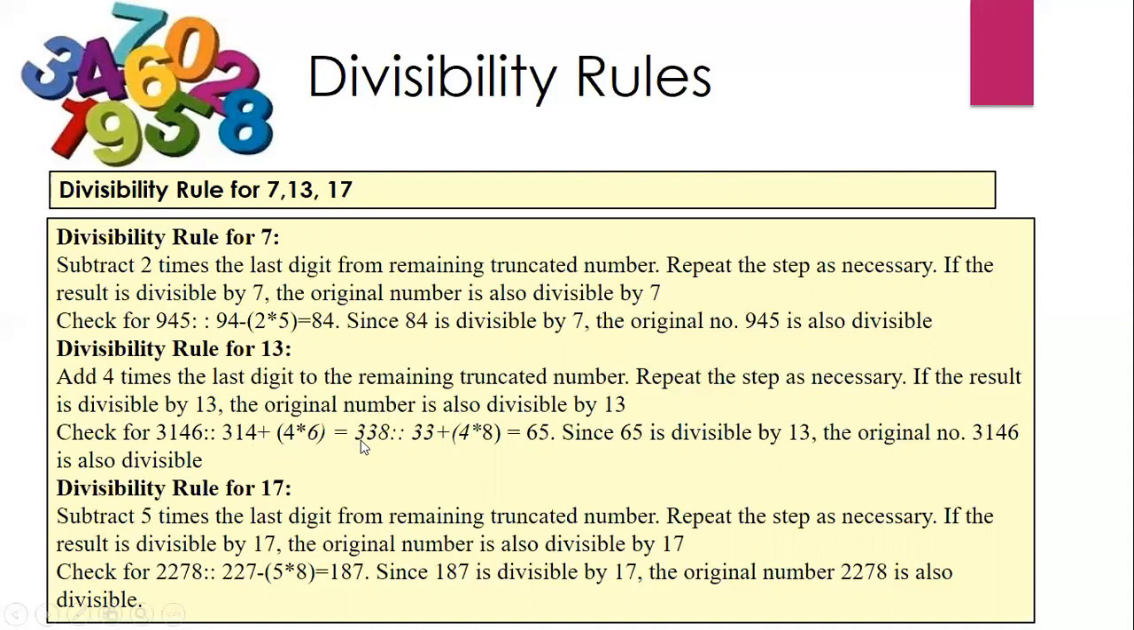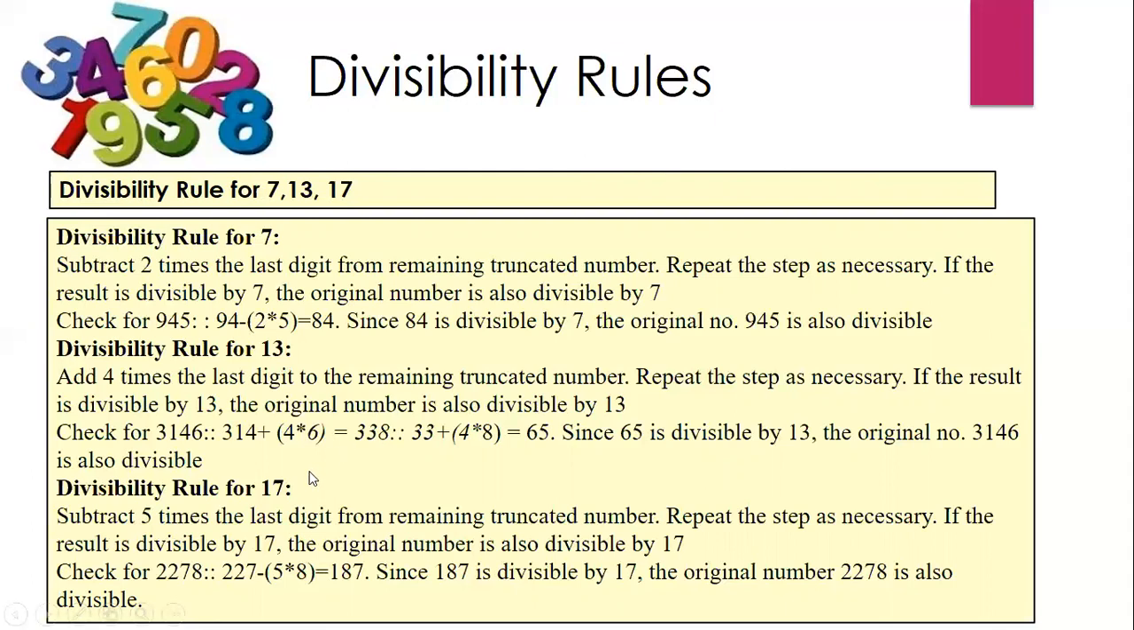I am unable to predict this, so again, I am repeating the process. 8 into 4 is 32. 32 is added with the first two digits, 33. I am getting 65. 65 is exactly divisible by 13. So that number will be definitely divisible by 13.